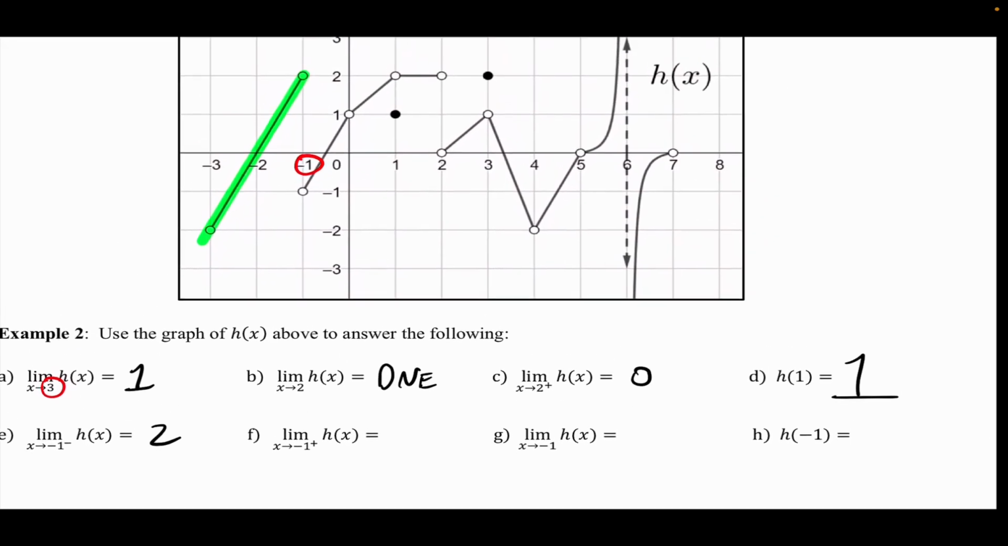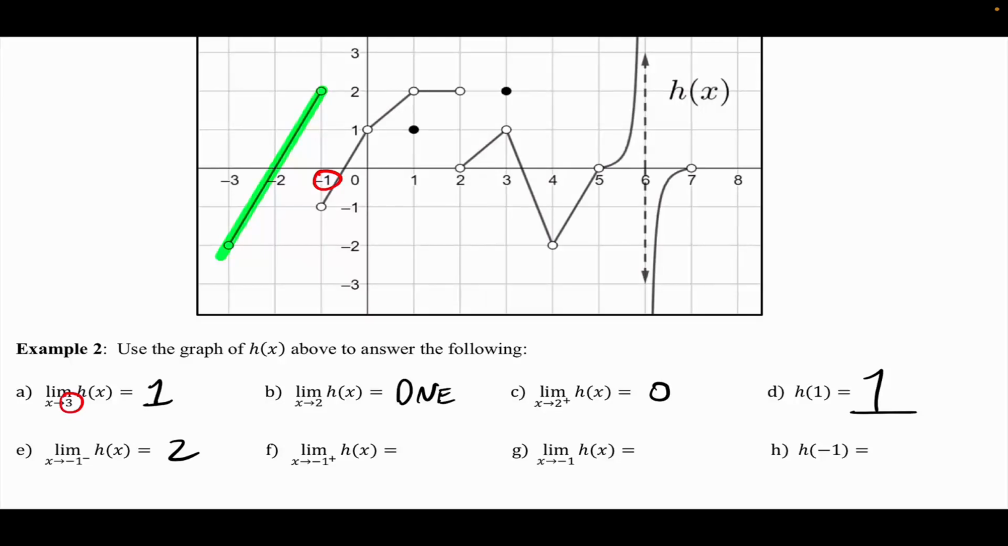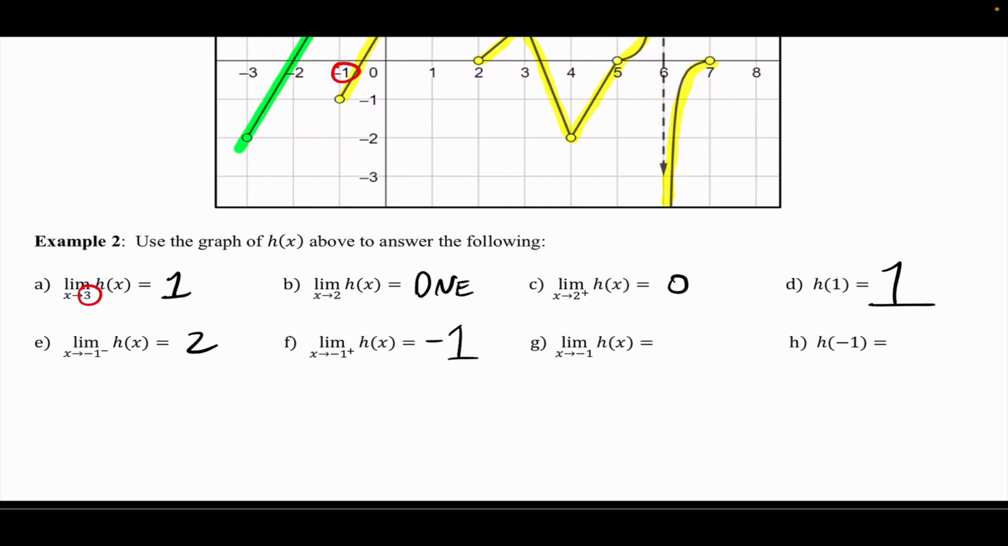F is the same problem. I'm just coming from the other side, right? Coming from the other side. So come this way, keep coming, stop. I'm at a different y value. I'm at -1. So what's the answer to G? E and F need to be the same number for G to have an answer. Since it doesn't, it's not.